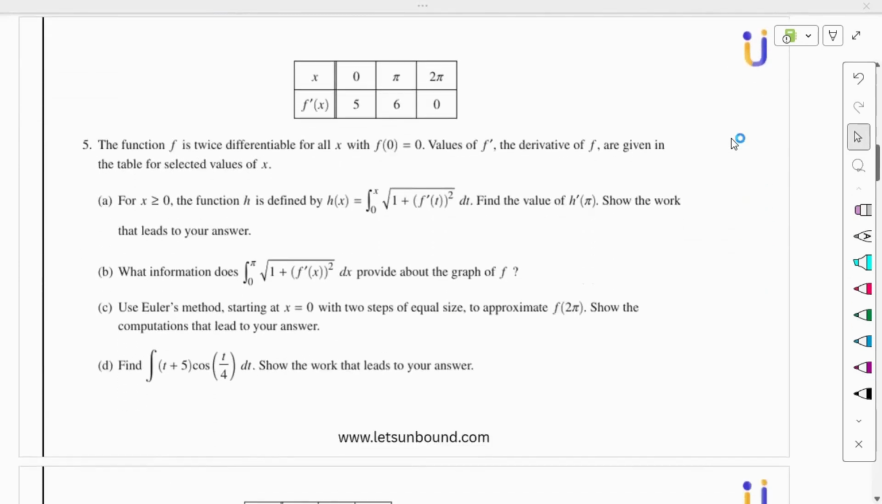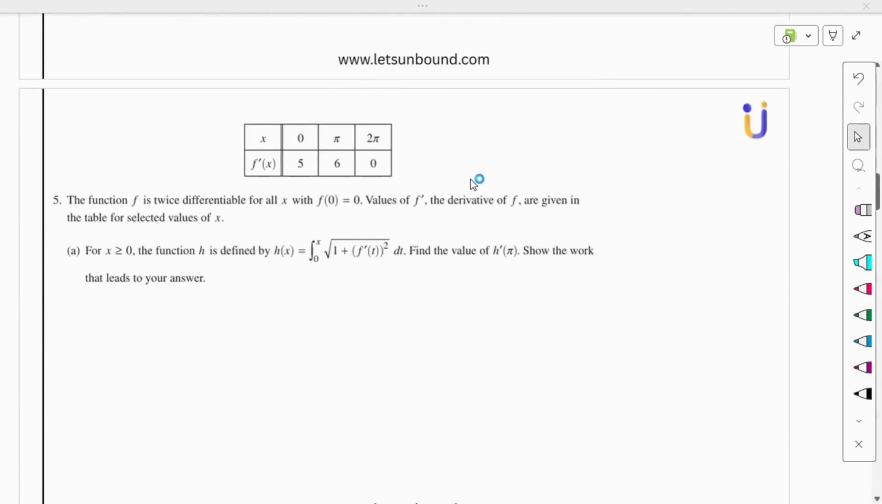So this is question number 5. This is a blend of derivatives, integrals, Euler's method, and some function analysis using a table. Also we will break down each part, like interpreting function motion and approximating values, with clear guided explanation. Let's dive into this.